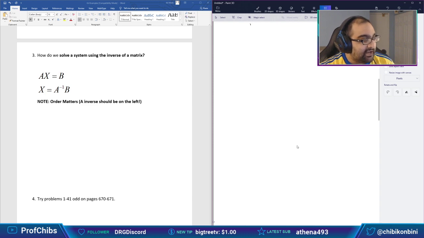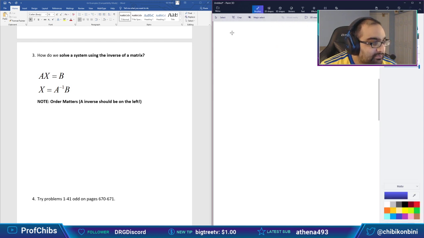We have the A matrix, we have the X matrix, which I'll explain in just a second, and the B matrix. We have it equal to the B matrix, which is kind of like the AKA the answer matrix. Okay, so let's take a look at an example and see how we can work with this.